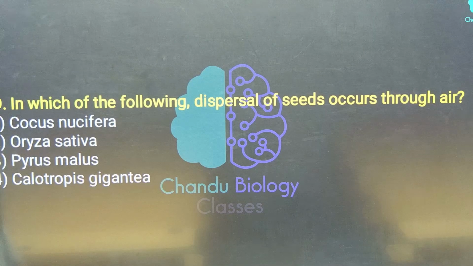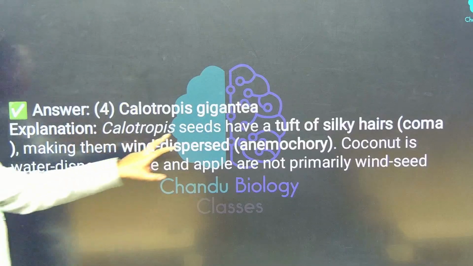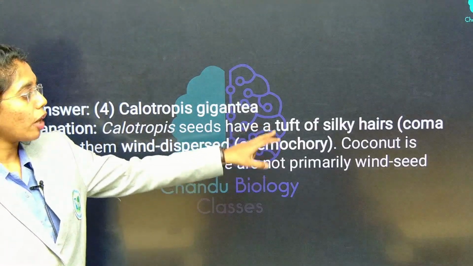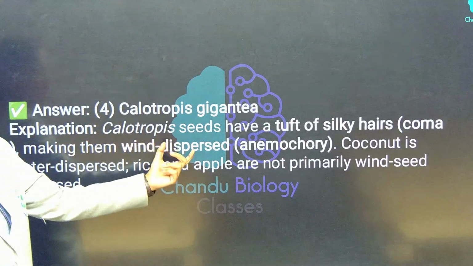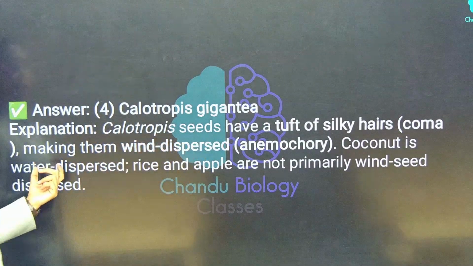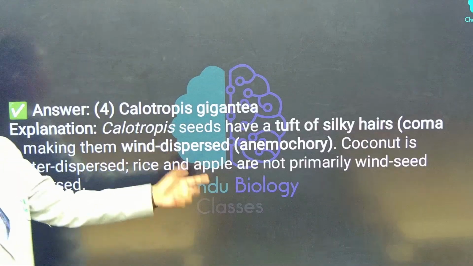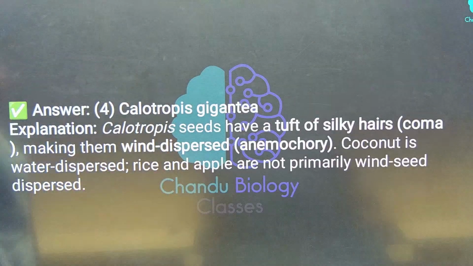The right answer will be Calotropis gigantea, which is option 4. Calotropis seeds have a tuft of silky hair, making them wind dispersed easily. Coconut is water dispersed, rice and apple are not primarily wind dispersed. Okay.